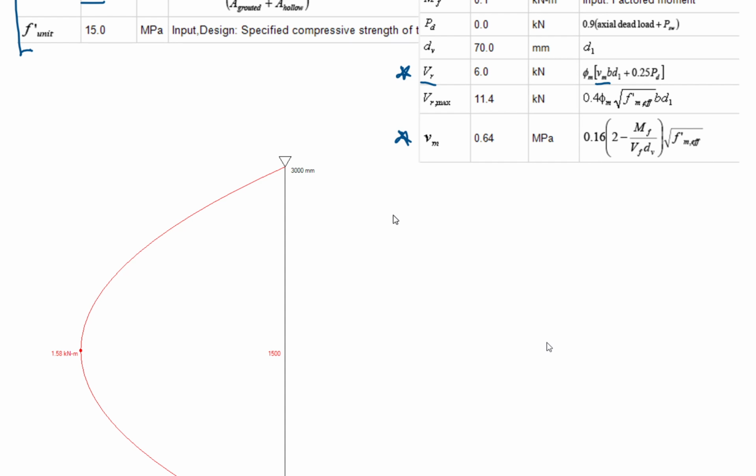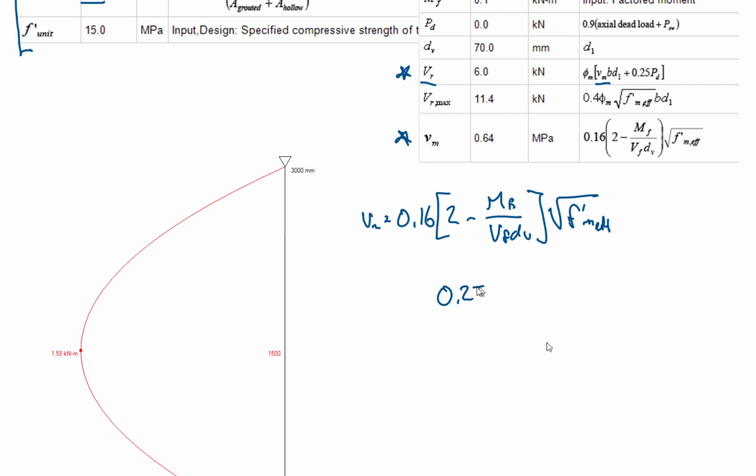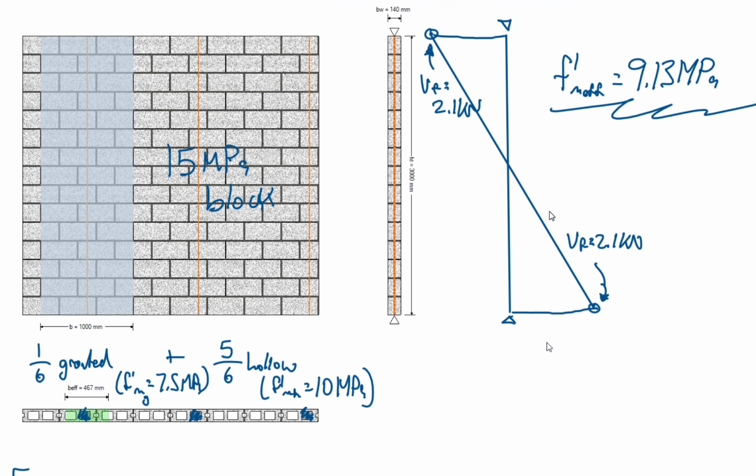And where this comes from, we have Vm, so we have the 0.16, and then we multiply that by 2 minus that ratio, Mf over Vf dv, and that is all multiplied by that F'm effective. So breaking down this ratio here, we know in the standards that it has to be taken as between 0.25 and 1.0. So depending on our loading, we might be lower than that, in which case we take the 0.25, and if we're higher than that, we take the 1.0. And in this case, we're pretty much at the very top of the wall. Just to review, being at the very top, this is where we have the highest factored shear forces.